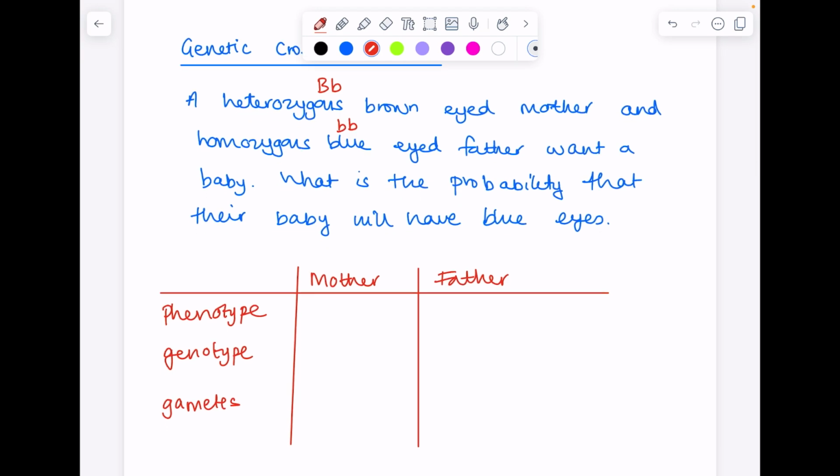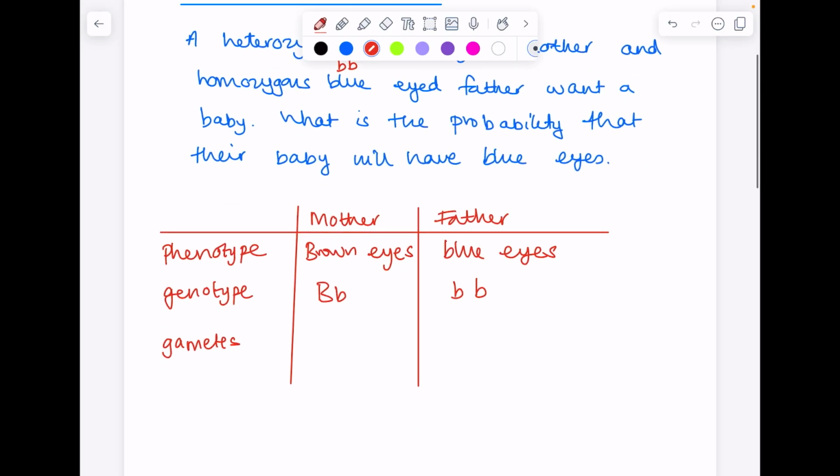We're now ready to write down the answers in our table. So the phenotype of the mother is that she has brown eyes, because remember, phenotype is the physical appearance. The father has blue eyes. Now list the genotype. We know the mother, I've already worked it out, is capital B, lowercase b. Father is lowercase b, lowercase b.